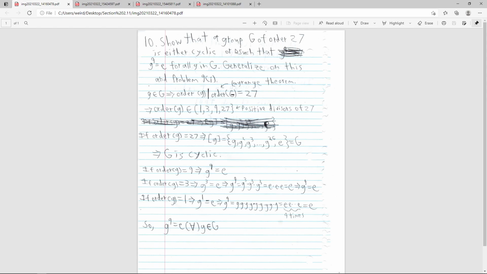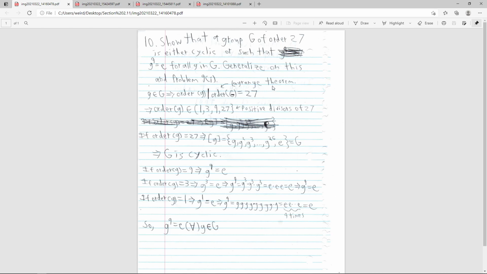Show that a group G of order 27 is either cyclic or such that g to the 9th equals e for all g in G. We'll generalize on this in problem 9. We have to make a general formula, which you would not be expected to be able to do because it's not an obvious one, but we'll do that real quick after this.